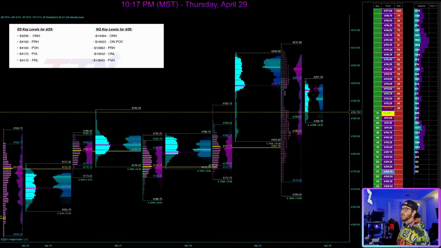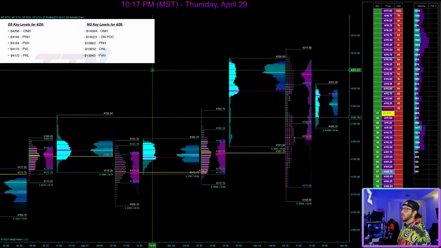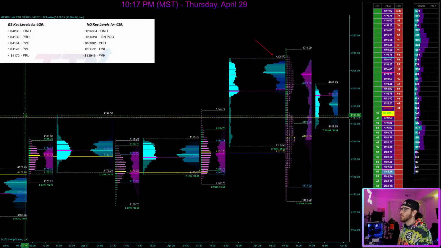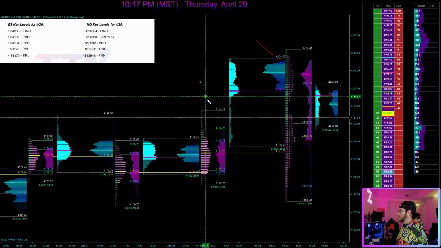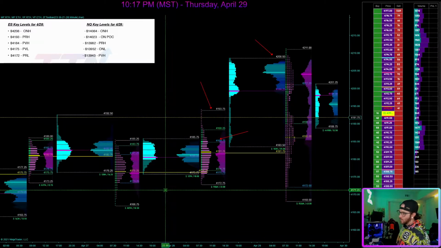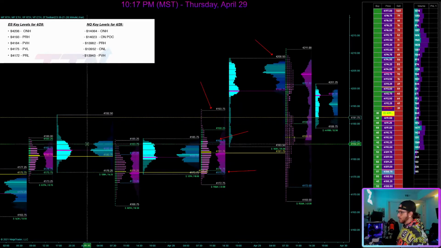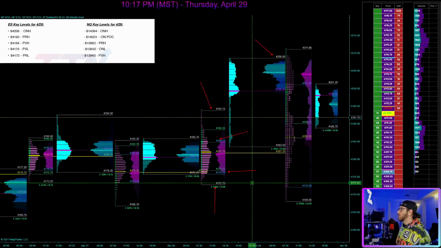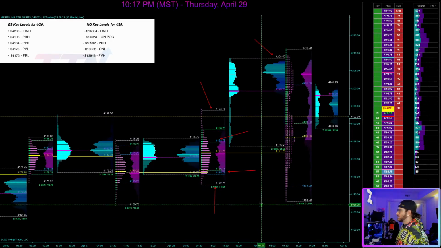First level, actually let me move this up here. First level that I was looking at was the overnight high at 42.08. You can see this guy right there. Second level was 41.93. That was the prior range high. Third level was prior value area high. Fourth level was prior value area low. And the last level I was looking at was the prior range low on ES from yesterday at 41.72.75.